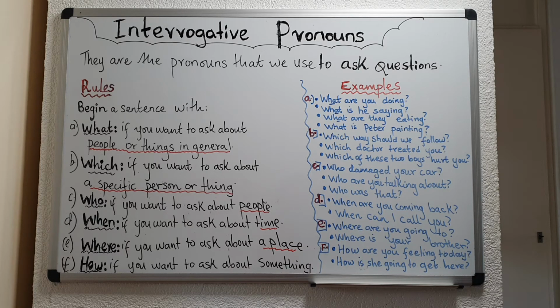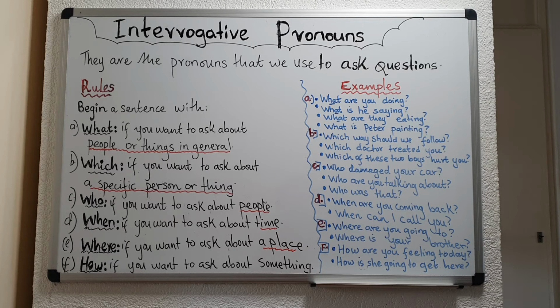Then the next example, who are you talking about? Who are you talking about? So someone is speaking about something. They're talking about someone and you're not sure who exactly it is that they're talking about. So you ask them, who are you talking about? You want to know exactly who it is that they're talking about.